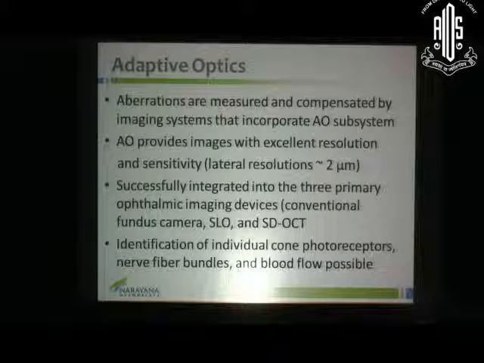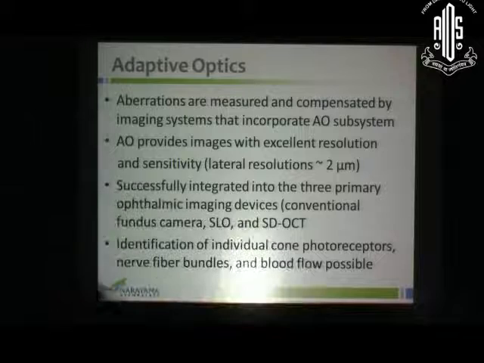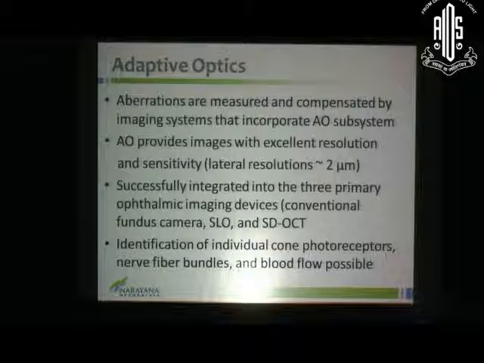Adaptive optics by itself does not give imaging. It basically has to be incorporated into an imaging system. These aberrations are measured and then compensated by the imaging systems that incorporate the AO subsystem. Adaptive optics thus provides images with excellent resolution and sensitivity. They have been so far successfully integrated into 3 primary ophthalmic imaging devices: the conventional fundus camera, the SLO and the SD-OCT. With this, identification of individual cone photoreceptors, the nerve fiber bundles and blood flow is possible.